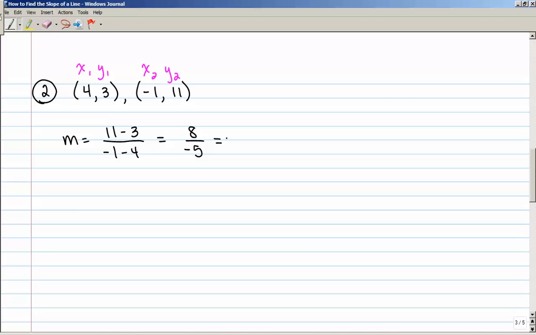And we can keep the negative on the bottom with the 5, we can put it on top with the 8. I kind of like to just put it out in front. So my slope is -8/5.